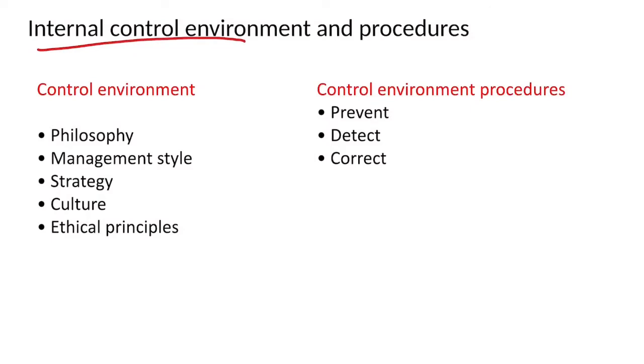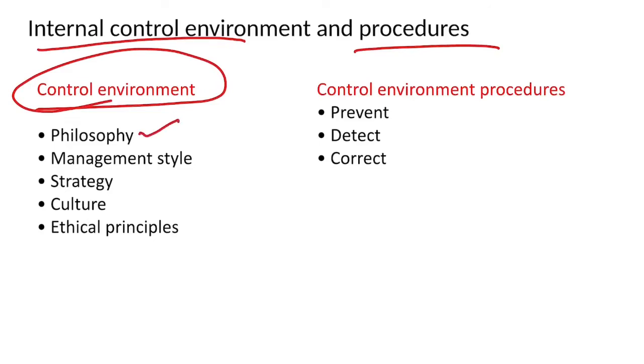Let's have a look at the internal control environment and procedures. The internal control environment is based mostly upon philosophy, like I told you earlier when we were learning about culture, that it's a top-down approach. Like usually at your home, if your parents are strict, that kind of culture is followed. If they are more friendly and familiar, the suitable culture is followed. So the most important thing to set the control environment is philosophy. What does the top management think about internal control? Then see the management style, their strategy, culture, and ethical principles. Control environment procedures are mainly focused on preventing, detecting, and correcting errors and frauds.